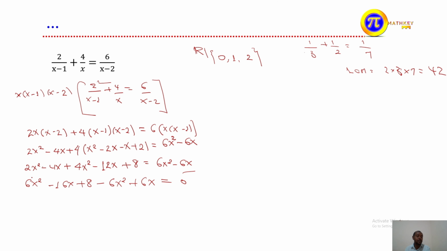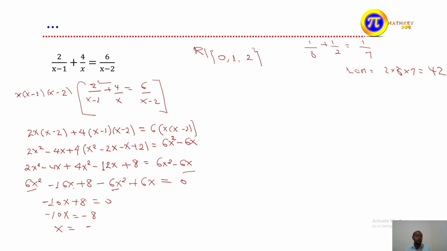So what do we have? 6x squared minus 6x squared, that is 0. Minus 16x plus 6x is what? That is negative 10x. Plus here is 8 is equal to 0. So, what is the value of this? This is minus 10x is equal to what? Negative 8. What is x?